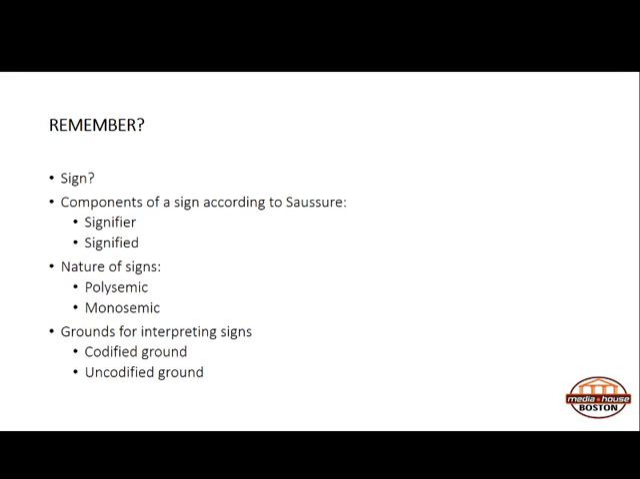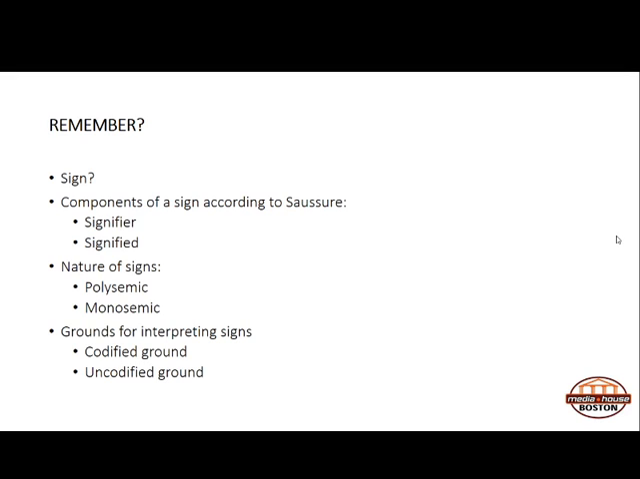Okay? And we said that the nature of the signs in our world were either polysemic, so with many meanings, or monosemic, with one meaning. And we also said that the grounds that we use to interpret signs can either be codified or uncodified. So there can either be a codified context in which we place that sign and we use that context to decide what the sign means, or there is no formalized context. There's nothing that we already know about it to determine what it means, and that is uncodified ground.